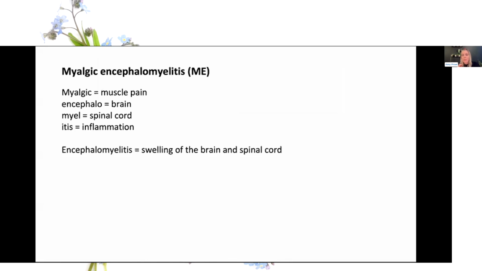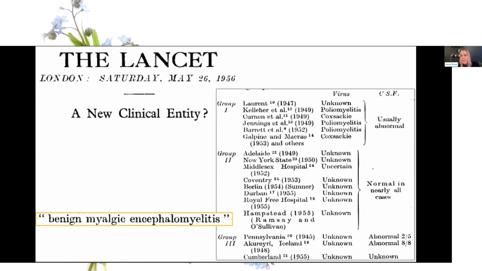So if you go back to the original naming of the ME diagnosis, ME comes from myalgic, which means muscle pain, encephalo, which means brain, myelo, which means spinal cord, and itis, which means inflammation. So encephalomyelitis is like swelling of the brain and the spinal cord, right? That's what they were looking at. Now, when they were looking at early presentations of the disease, around this time, this is an article in The Lancet in 1956. You can see on one side, on the right, different names and different viruses.